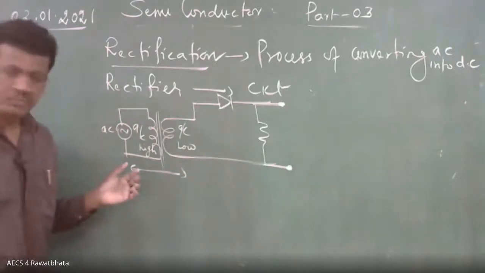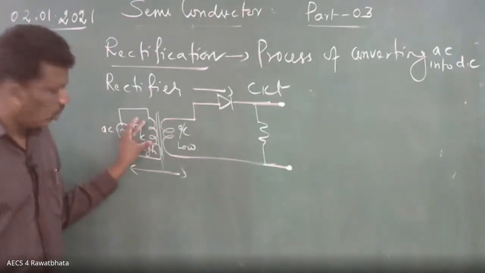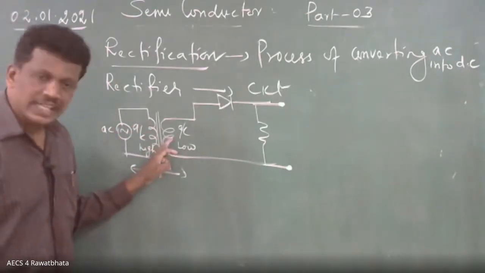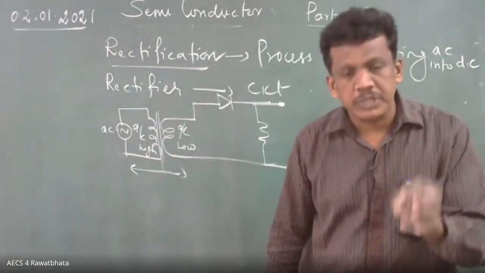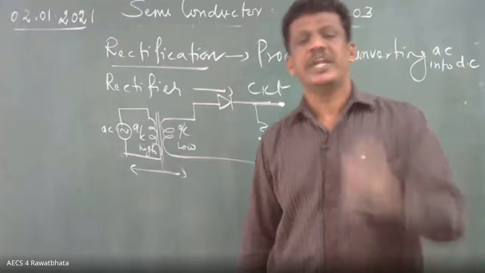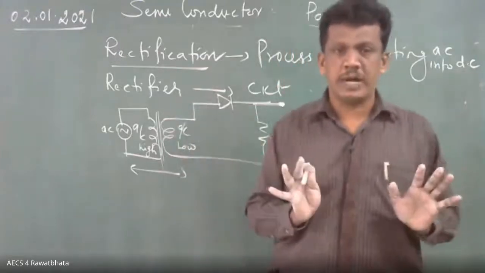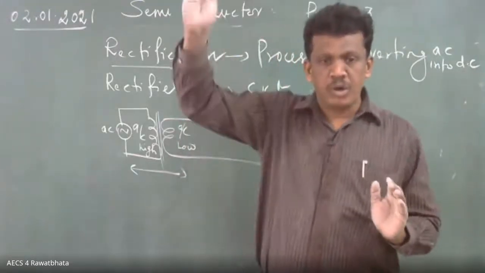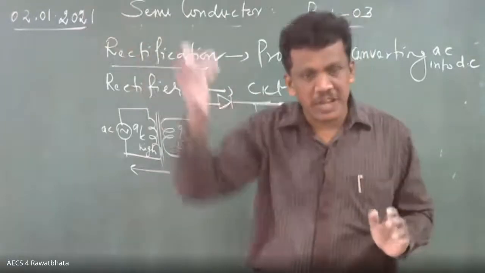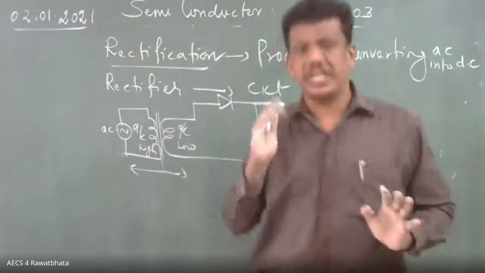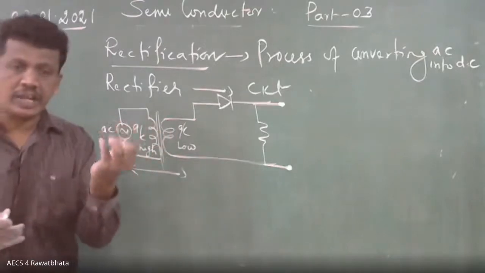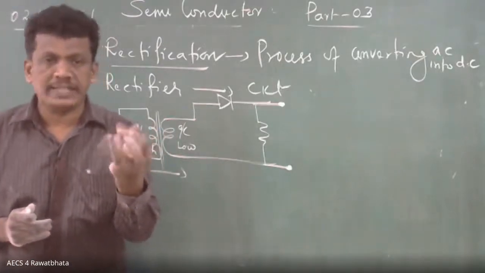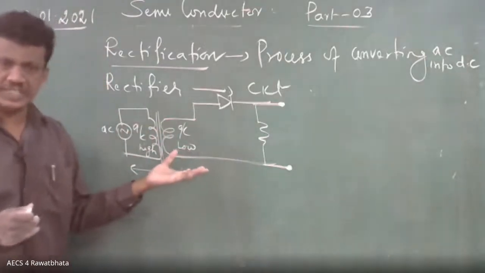Okay. Number of turns more, number of turns less. The voltage you are getting is proportional to the number of turns. Very simple way to remember: more turns, more voltage; fewer turns, less voltage. Whatever electronic appliances we are using need low voltage.